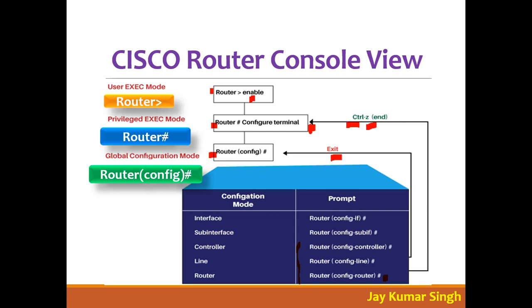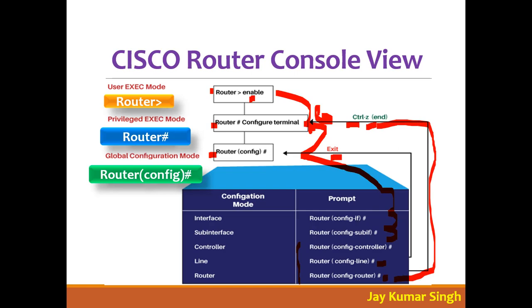Suppose I am here in line mode. If I exit, I go to the previous mode, then exit again, then configuration mode, then exit again. But if I am deep down, maybe there are 5 steps to come back. If I type end or Control C or Control Z, I can directly come to the config mode.